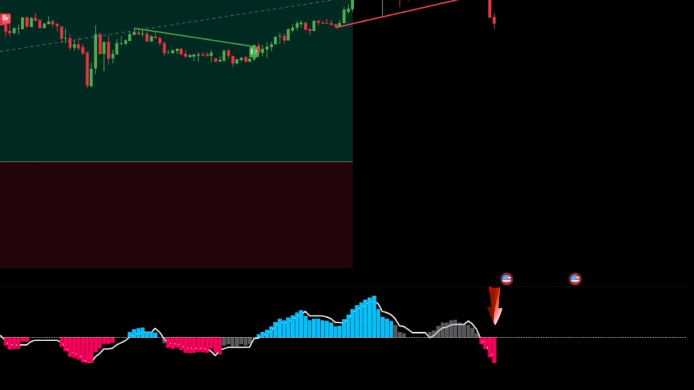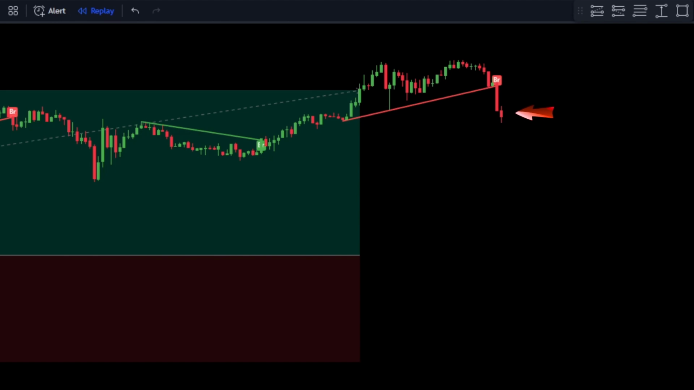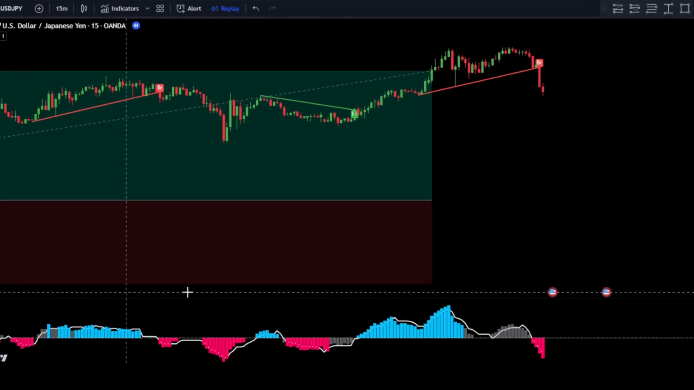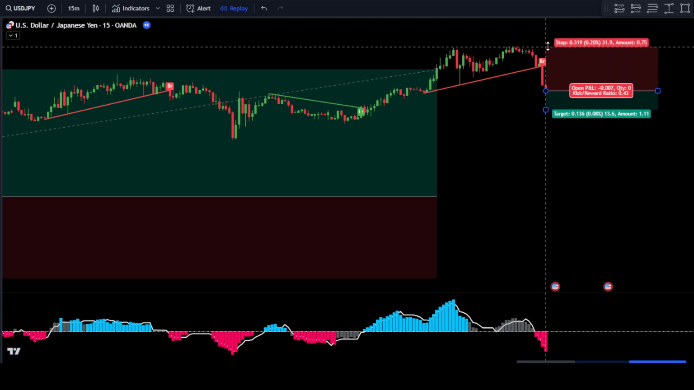Ensure that the QQE MOD indicator bar shows bearish momentum or a red-colored bar. Next, make sure that the candlestick formed is a bearish candlestick. If the candlestick in front of the breakout signal is not bearish, immediately cancel the sell setup. If all conditions are met, you can place a sell order after the bearish candlestick closes.